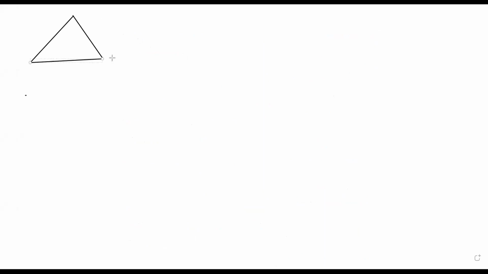Suppose this is your triangle ABC. Now what is circumcenter? Circumcenter is point of intersection of perpendicular bisector of two sides. Suppose this is O, circumcenter. This is D, this is E.